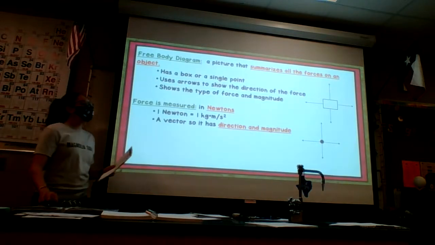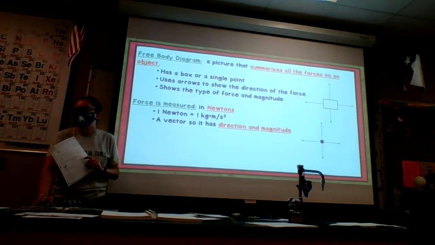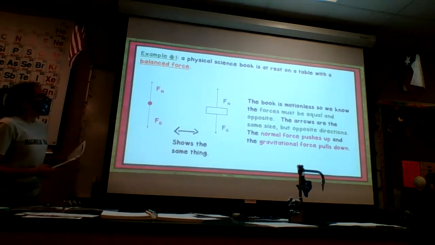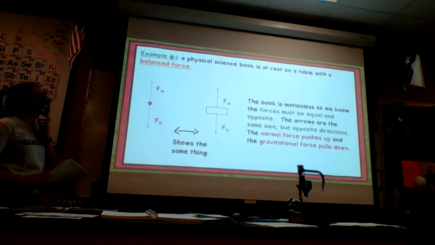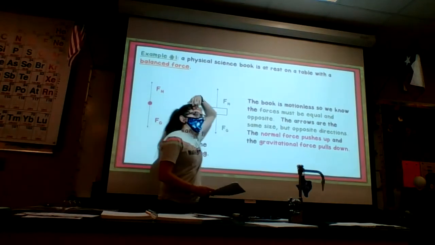Okay, so what we're going to do next in our notes is look at different examples and start interpreting these free body diagrams. Okay, getting used to looking at them and understanding what they're telling us. All right, so example 1, a physical science book is at rest on a table with a balanced force. Fill in that blank for me. Balanced force.